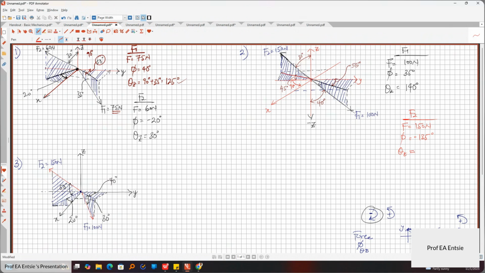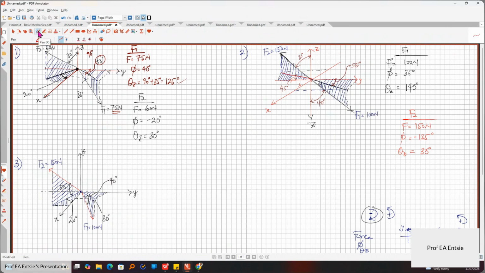Then theta z, between z and the force 2. That one too is also 30. Very simple. 30. All right.